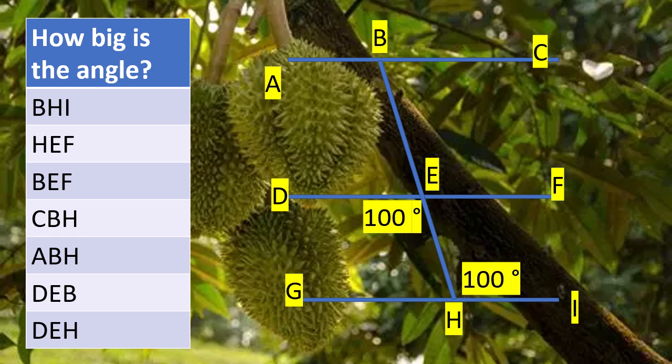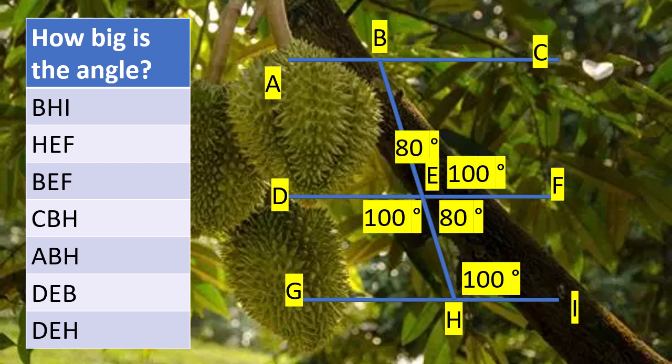So the first one, BHI is 100 degrees. Second one, HEF is 80 degrees. You can see it's on a straight line with the 100 degrees that you were given at the beginning. Next one, BEF is 100 degrees. That's on a straight line with the 80 in HEF. So those two have to add up to 180.